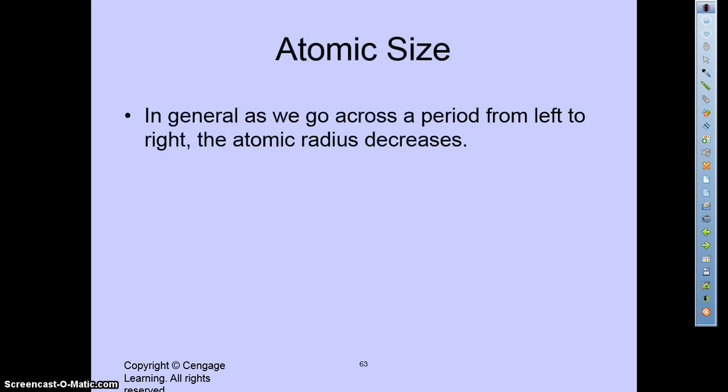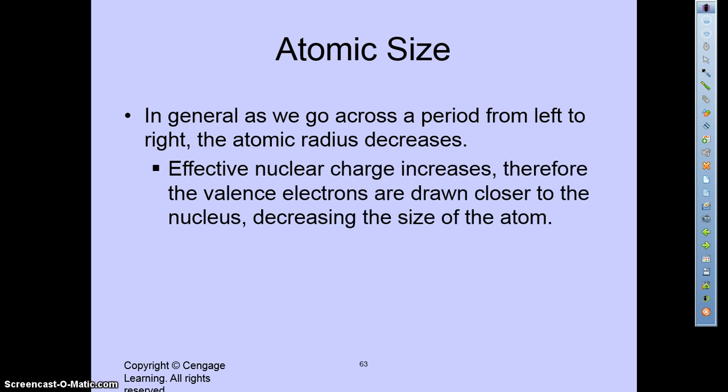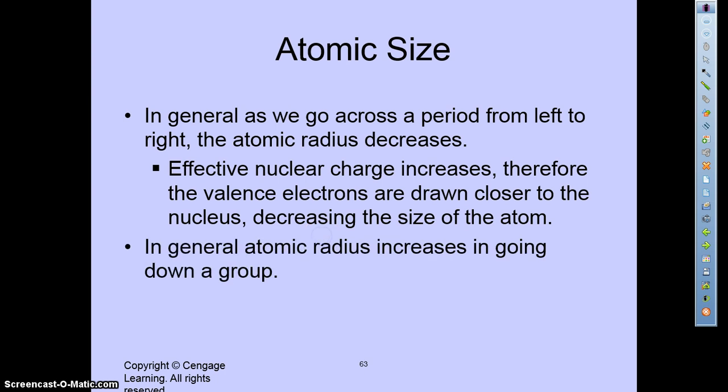Let's look at atomic size. All right, in general, as we go across a period from left to right, the atomic radius is going to get smaller. The reason is the effective nuclear charge increases, so that charge of the nucleus increases with number of protons. Therefore, the valence electrons get drawn closer to the nucleus, and it causes the size of the atom to decrease. In general, atomic radius increases going down a group, and that should just make sense.